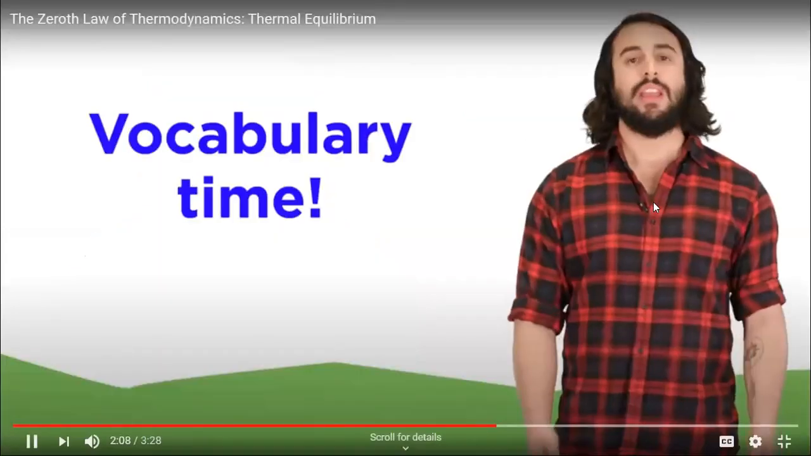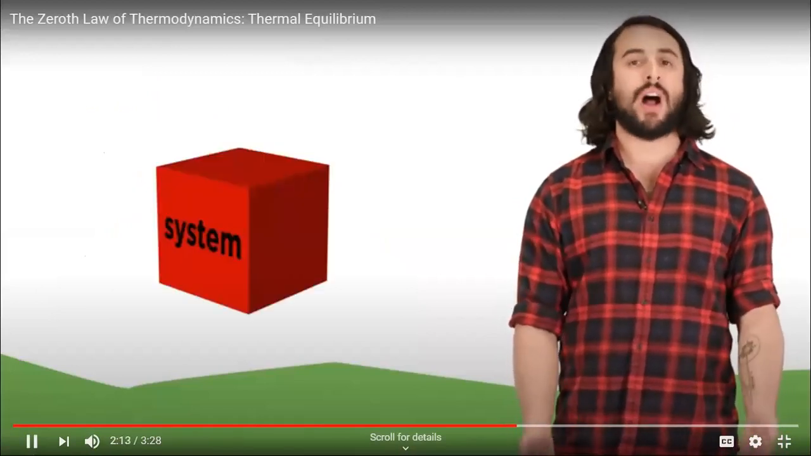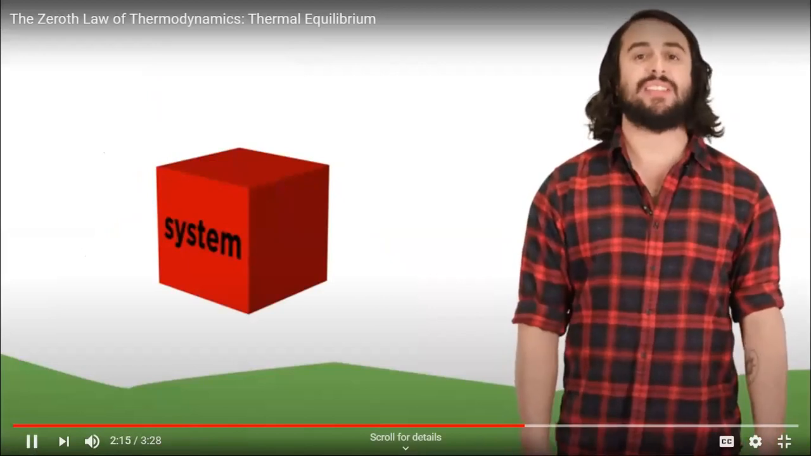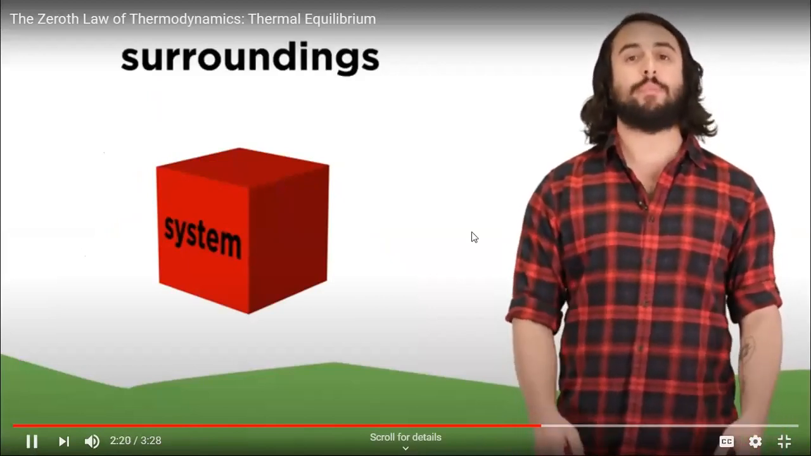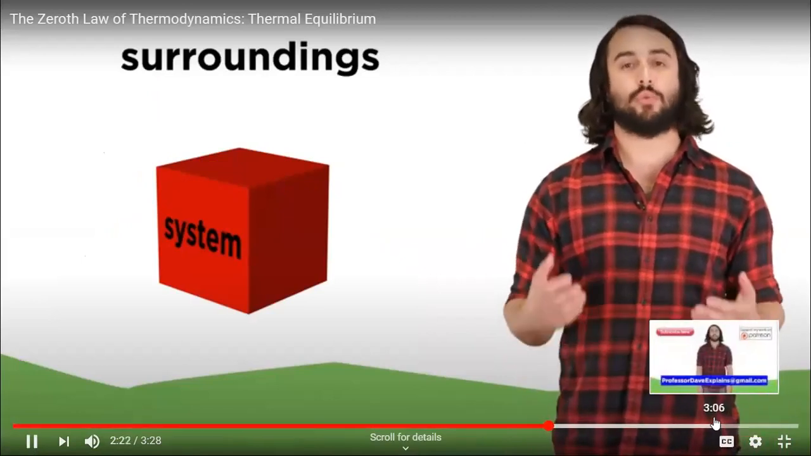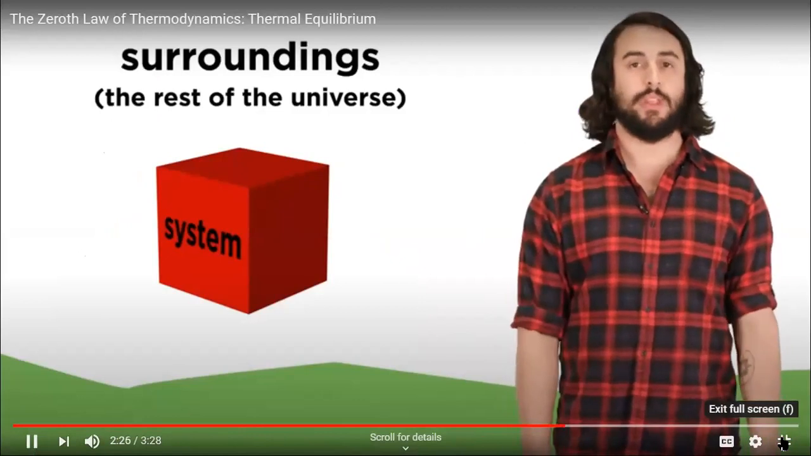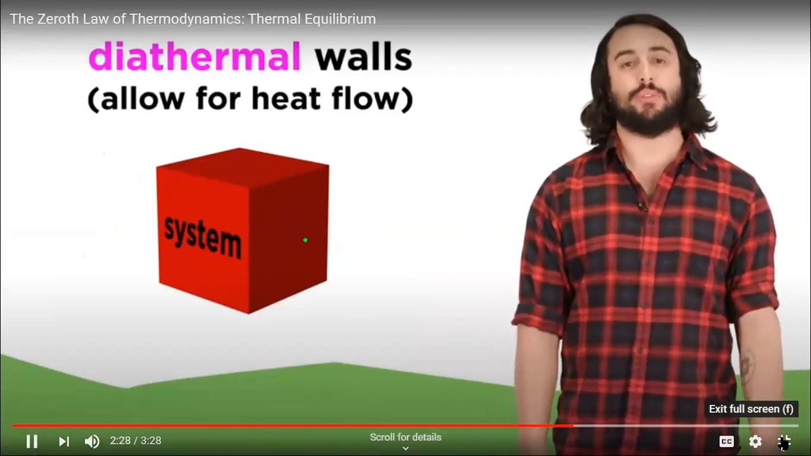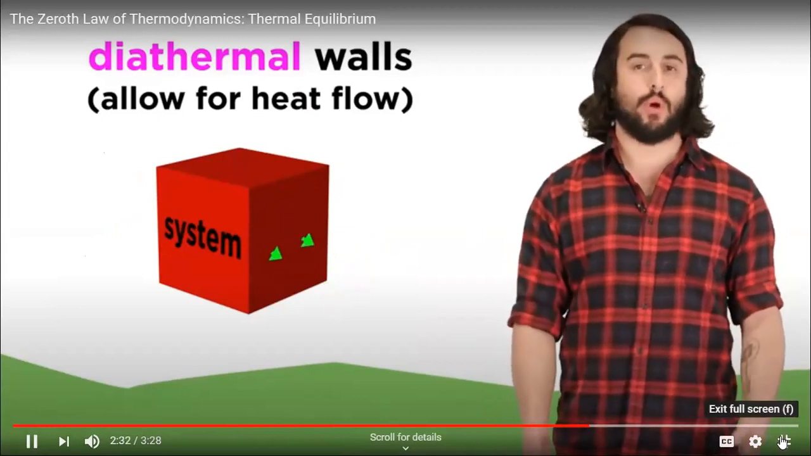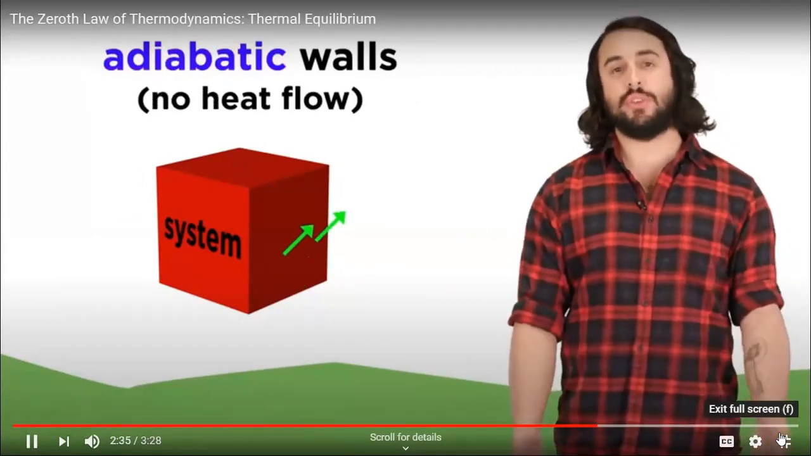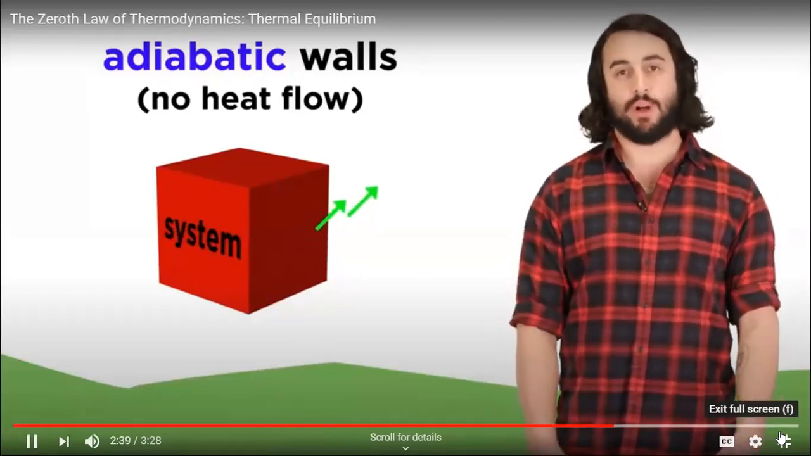In studying thermodynamics, we must also learn certain definitions. We will want to be able to define a system as the collection of objects we are examining, while the surroundings represent the environment surrounding the system, which is technically the rest of the universe. Some systems allow heat to flow in and out. These systems have diathermal walls. Some systems do not allow heat to flow in and out. These systems have adiabatic walls.